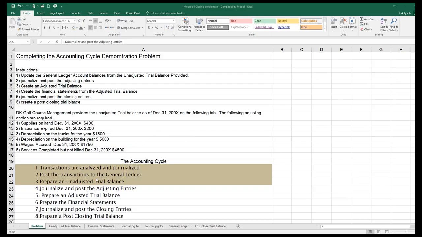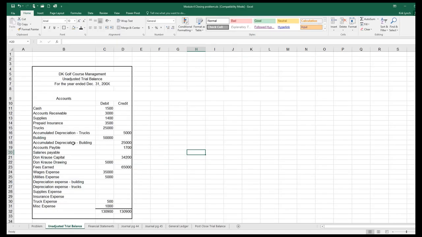Down here at the bottom of the page, we see the 8 steps of the accounting cycle. Some books say there's 10 steps, it just depends on what you look at, but here are the steps that we've been practicing in this class. The first 3 steps that are shaded here have already been completed as part of this problem. In other words, we've already analyzed transactions, journalized them, and posted them to the general ledger, and we've been given an unadjusted trial balance to take a look at here.